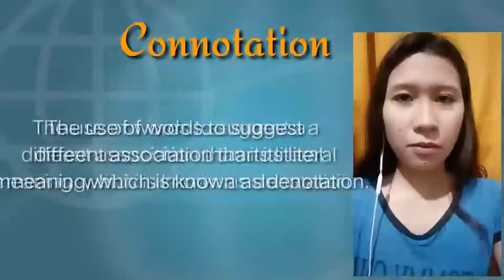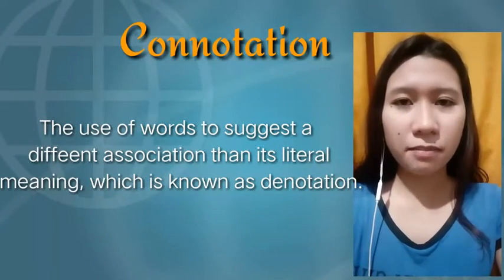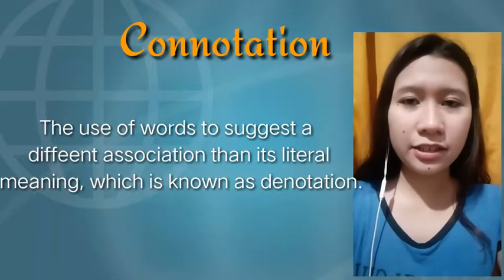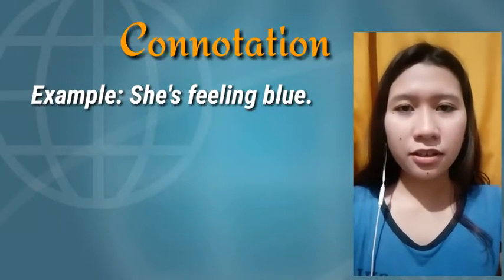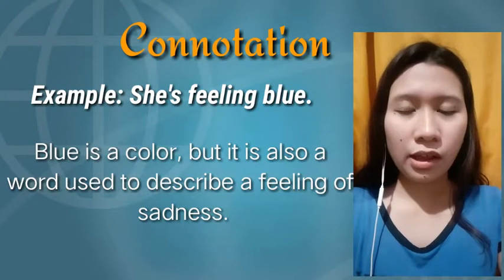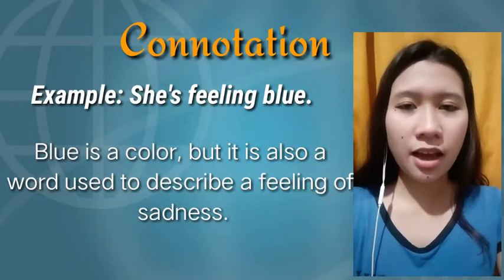Connotation is a word used to suggest a different association than its literal meaning, which is also known as denotation. An example of connotation is, she's feeling blue. Blue is a color, but it also describes a feeling of sadness.